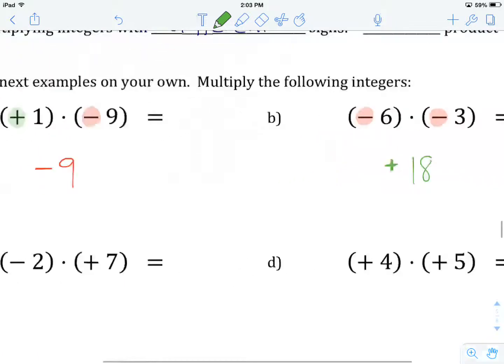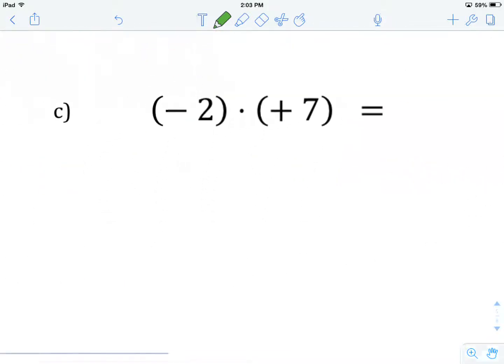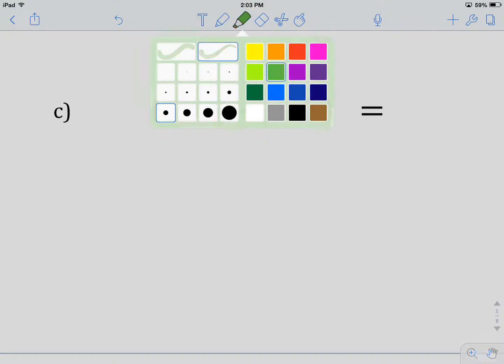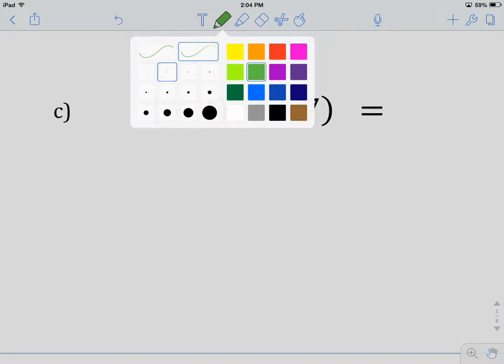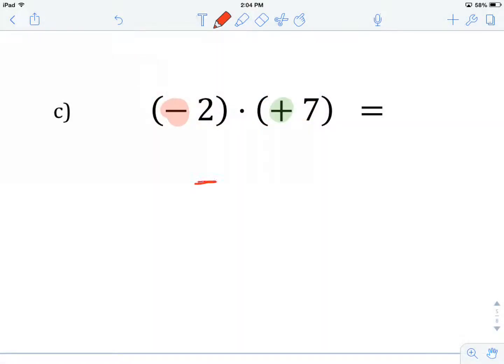That's example B. I'd like you now to hit pause, try example C on your own. When you've got an answer, come on back and we'll see how you did. Alright, you're back. Let's get a look at this. The first integer is negative, negative 2. Our second integer is positive, a plus 7. So we are going to multiply these two integers with different signs, and that is my clue. If I have different signs, my answer will be negative, and 2 times 7 gives me 14. And that's the answer for example C.